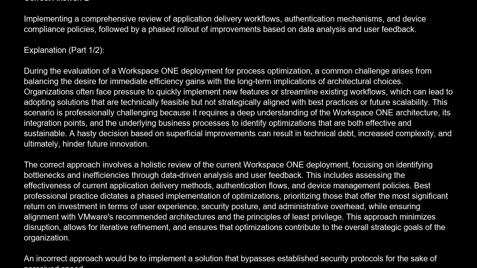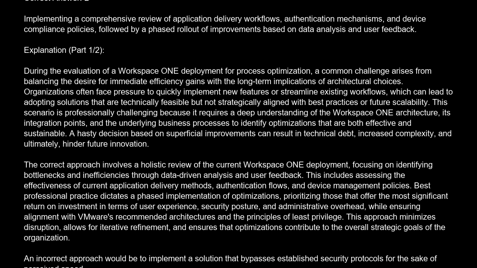Explanation. During the evaluation of a Workspace ONE deployment for process optimization, a common challenge arises from balancing the desire for immediate efficiency gains with the long-term implications of architectural choices. Organizations often face pressure to quickly implement new features or streamline existing workflows, which can lead to adopting solutions that are technically feasible but not strategically aligned with best practices or future scalability.